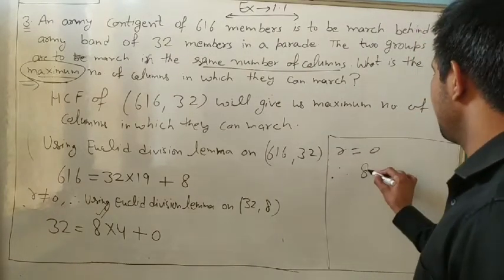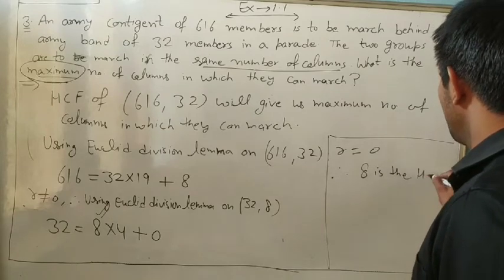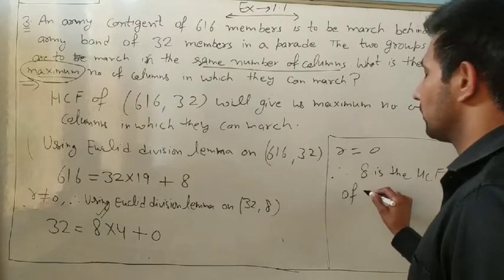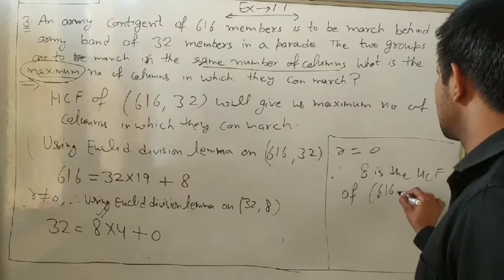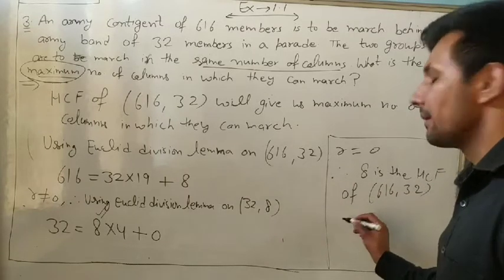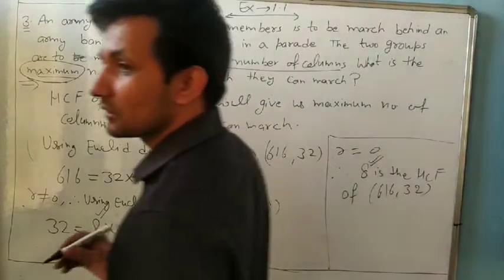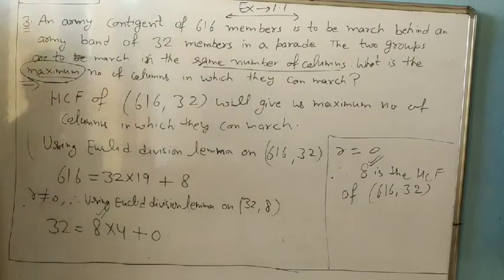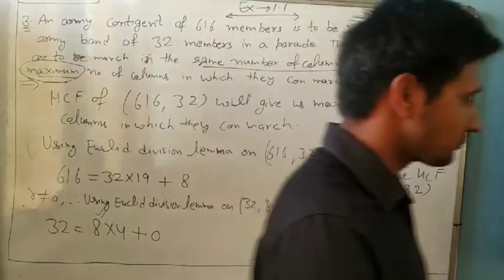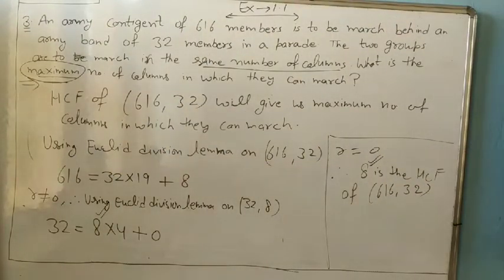Therefore, 8 is the HCF of 616 and 32. So therefore, how many maximum number of columns? 8 columns. Understand or not? So the maximum number of columns is 8. Understand? So it is your answer. Note it down.